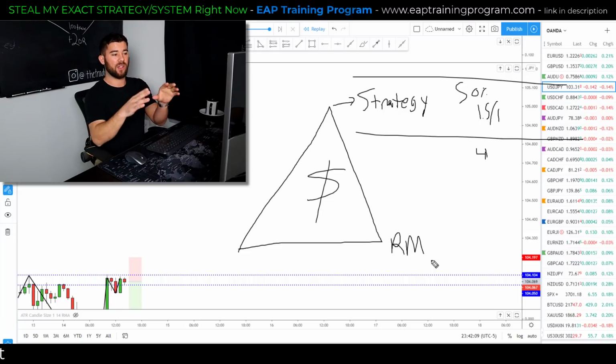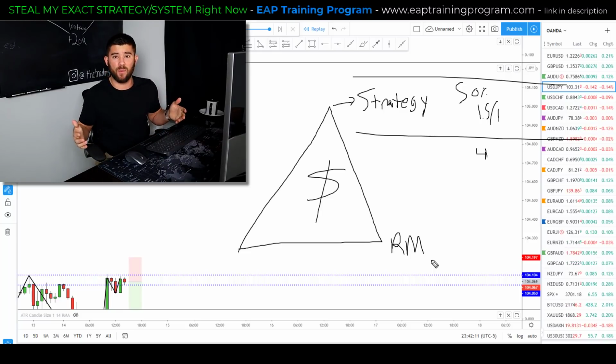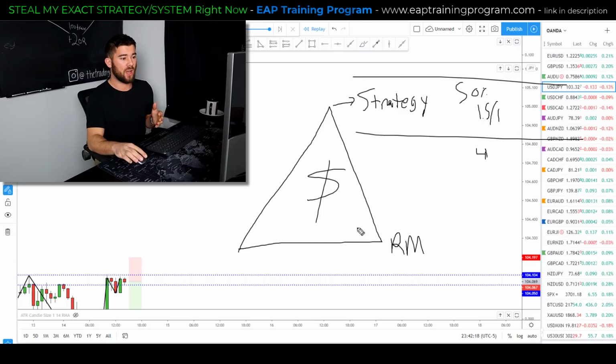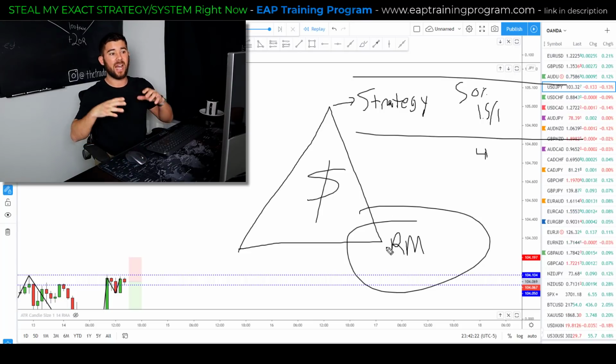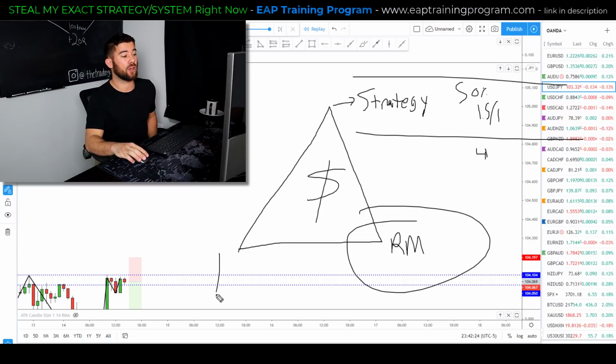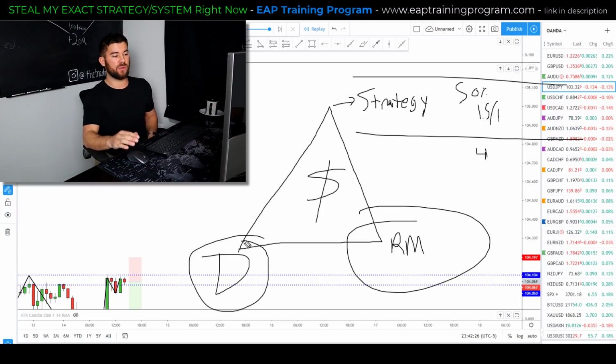That's why I explain this triangle of trading success in like half the videos I do, because it's so important for you not only to master a strategy that gives you an edge over the market, but also to have a solid risk management plan that keeps you out of your emotions, and to have the confidence and, thirdly, discipline to stick to that strategy and to stick to the risk management plan.